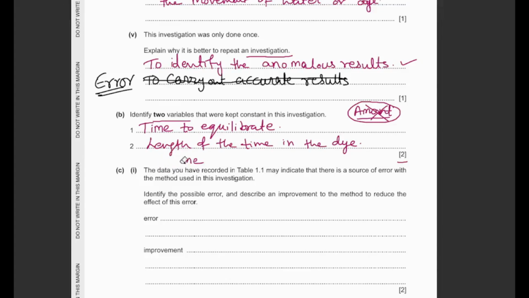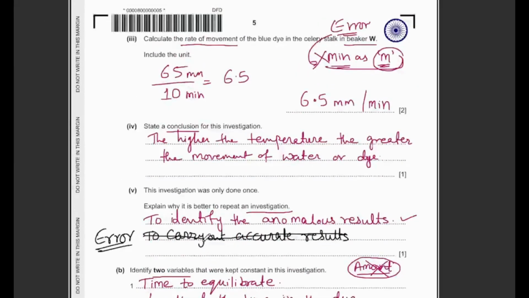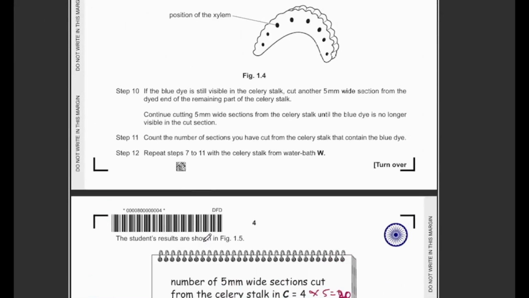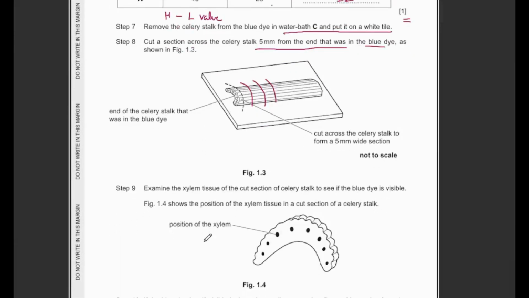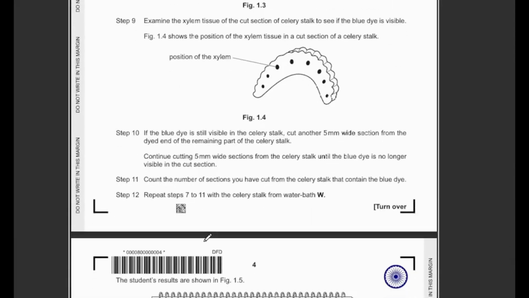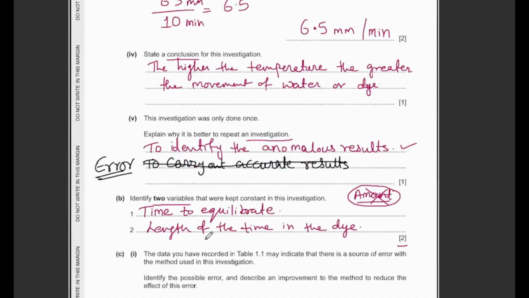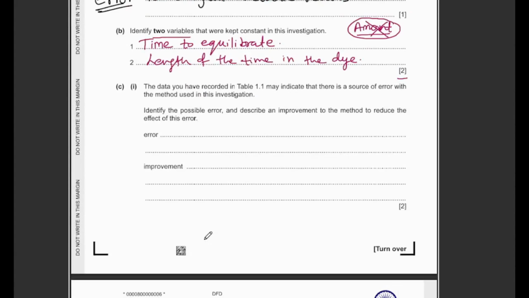Okay, in this question volume was also there, where volume of water and dye should be controlled, but information about the volume of water and dye is already in the question. I think they have already mentioned it, so we cannot write the same thing again here because it's already there in the question.